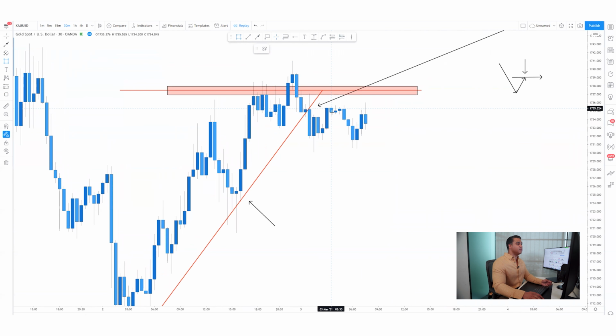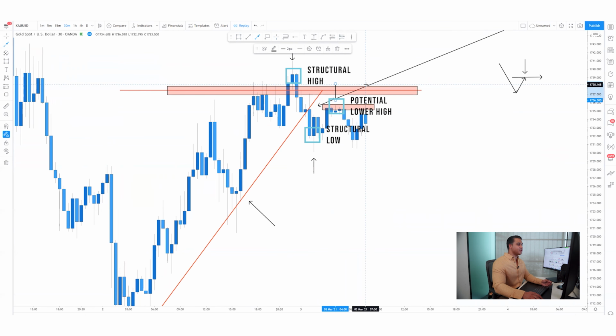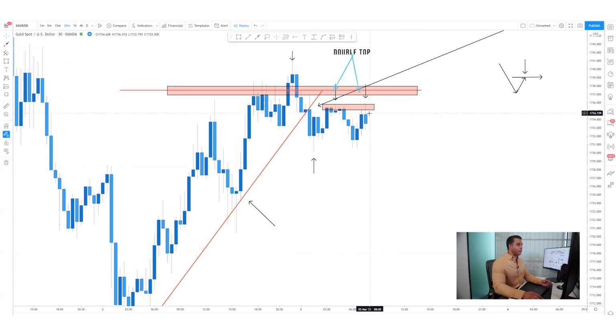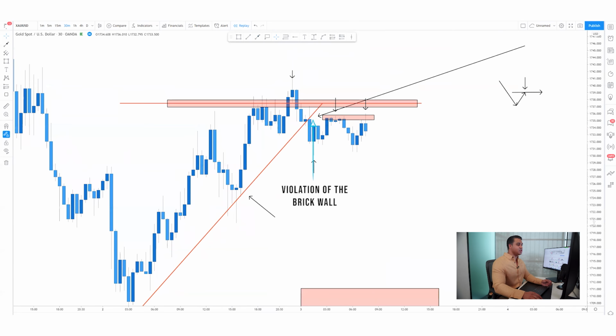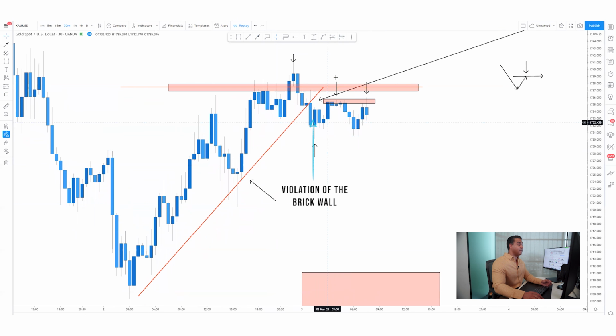And once we get the information, what we can start doing is piecing the puzzle together. So for me now, I'm starting to identify a structural high, a structural low, a potential lower high, and price respecting that structure. This to me, I identify as a double top. I also identify price failing to make new highs, which is the pullback lower high on the 4H time frame, and for the first time in a long time on an intraday basis, a violation of this trend line or brick wall.